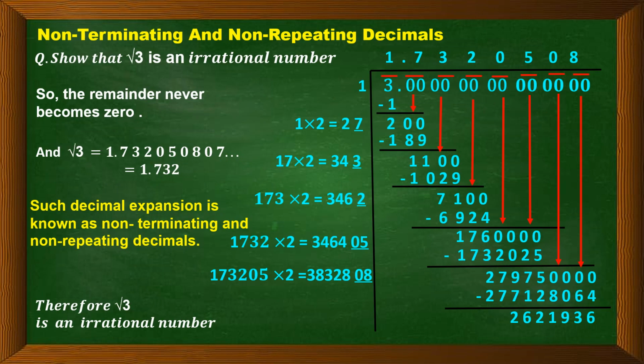Now let us study about the decimal expansion of an irrational number, which is going to be non-terminating and non-repeating decimal form. That means they are not going to terminate and they are not going to repeat. For example, show that square root of 3 is an irrational number. As I have told earlier also, any prime number under a root is an irrational number. That means whenever we are going to solve it by long division method, the decimal form is going to be non-terminating and non-repeating.